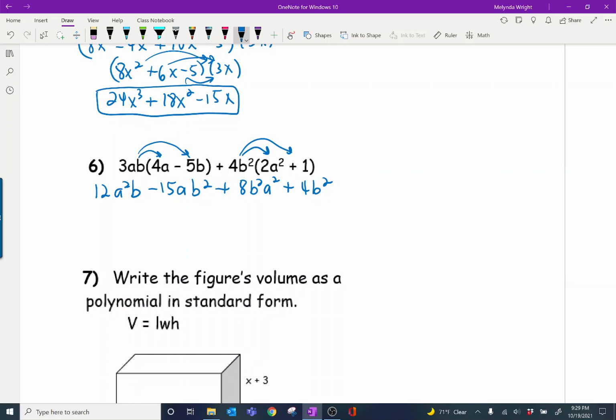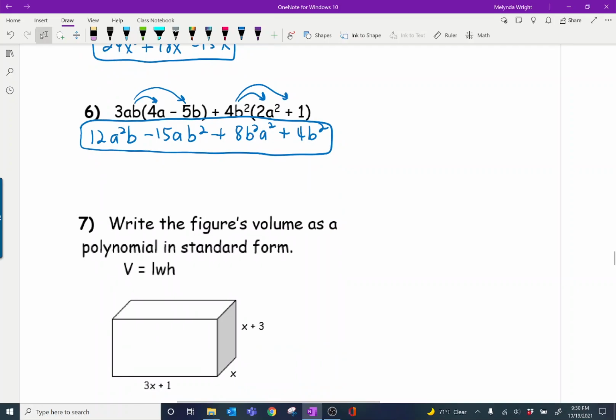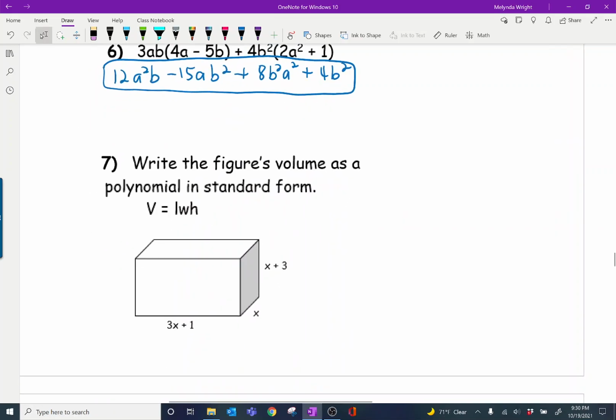And if we can combine like terms, we would, but none of those variables match. The first one has an a squared b, the second one has an ab squared. Then we've got the b squared a squared and b squared. That just sounds crazy, doesn't it? We don't have any way to add those together, and you're probably really glad about that. And that's the answer. Last question.